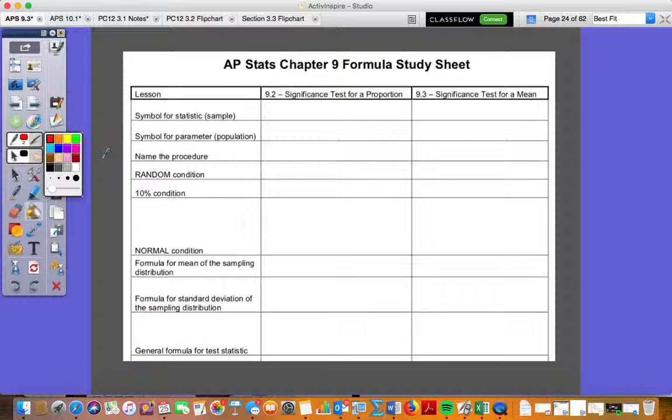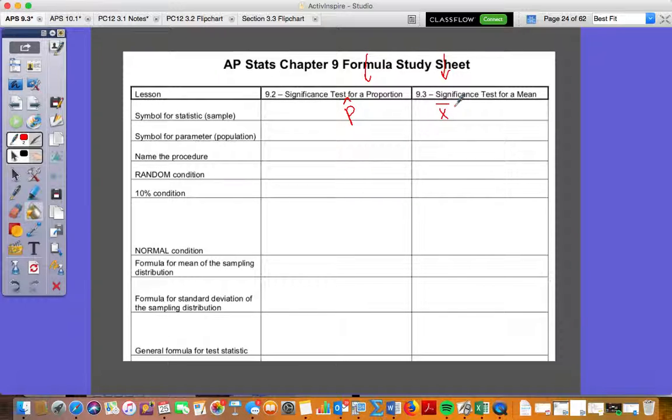All right, significance tests. I will tell you, the most important test for this AP exam. Most important. So let's take a look at this. As we look at this top part, the symbol for the statistic, we're going to look at both worlds, proportion versus mean world. What would be the symbol for the statistic in 9.2 compared to 9.3, Ivana? P hat versus X bar. Good. P hat versus X bar.